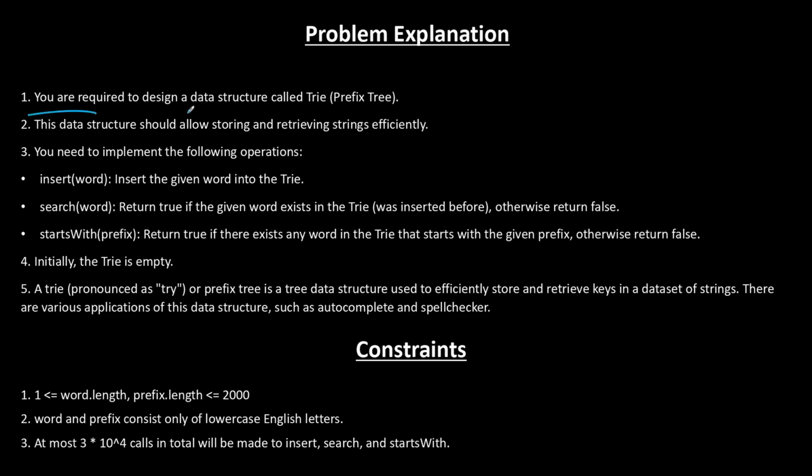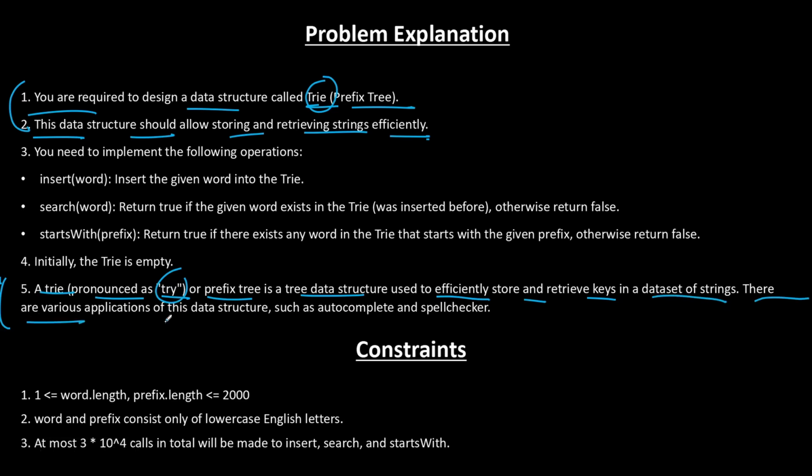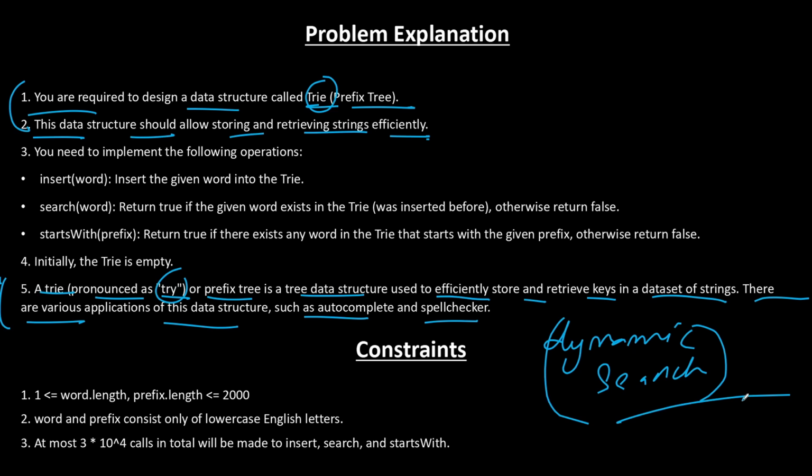You are required to design a data structure called trie or prefix tree. And this data structure should allow storing and retrieving strings efficiently. But what is a trie? A trie, pronounced as try, or prefix tree, is a tree data structure used to efficiently store and retrieve keys in a data set of strings. There are various applications of this data structure, such as autocomplete, spell checker, and dynamic searching. Questions related to dynamic searching we will be doing in our next problem.